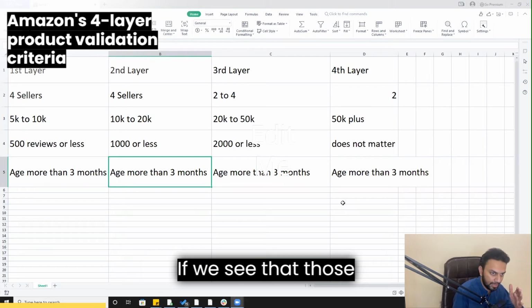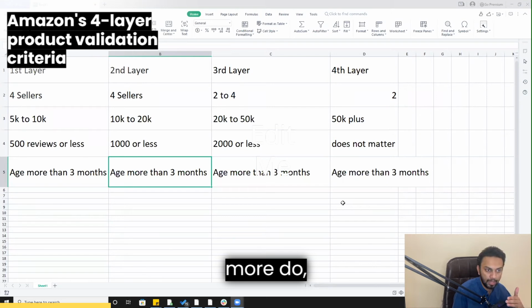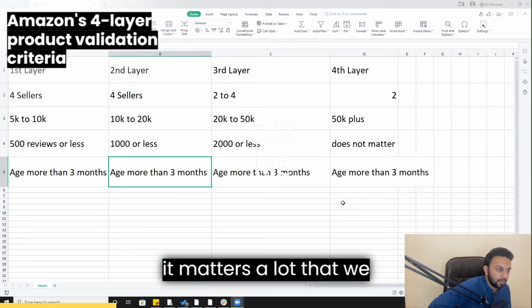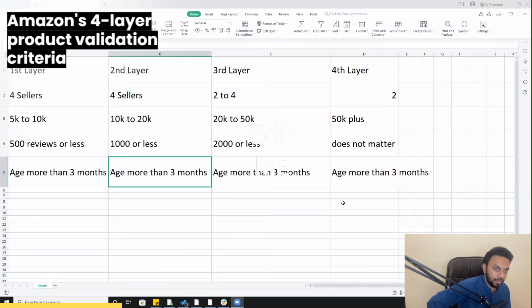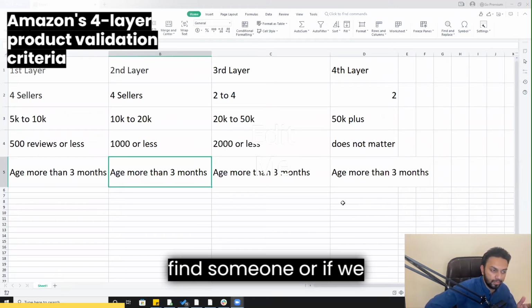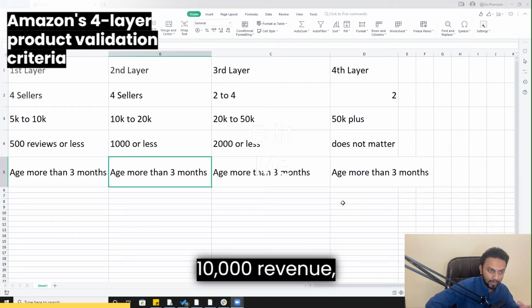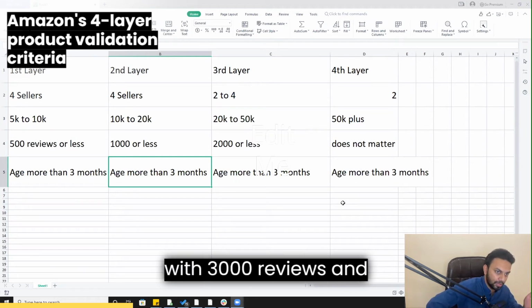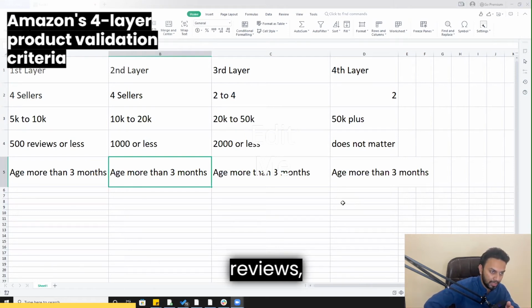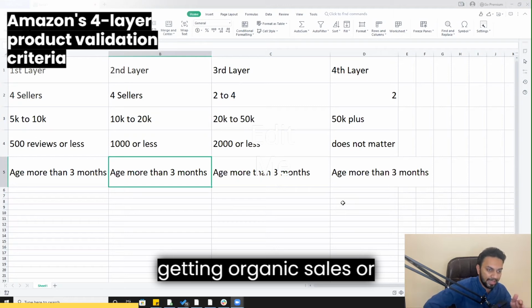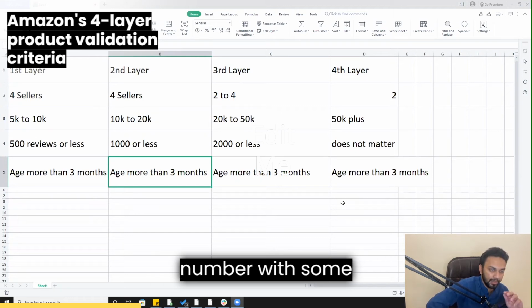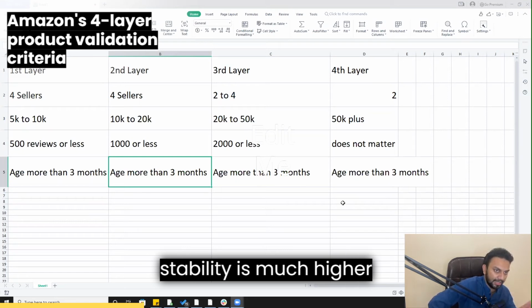In another product, we can discuss anything. Let's say balloons. If we see that those sellers making revenue of 10,000 or more do not have fewer than 3,000 or 4,000 reviews, it matters a lot that we find sellers with our target revenue but fewer reviews. Because if we find someone, let's say in one case 10,000 revenue with 3,000 reviews and in another 10,000 revenue with 300 reviews, then the probability of getting organic sales or touching this revenue number with some stability is much higher in the second layer.